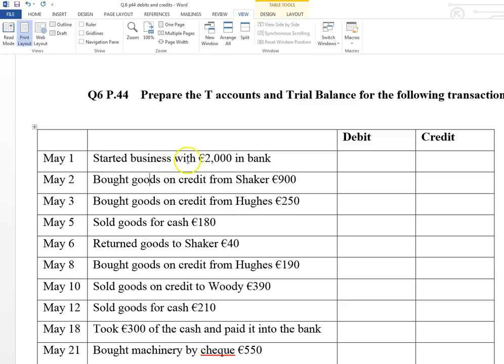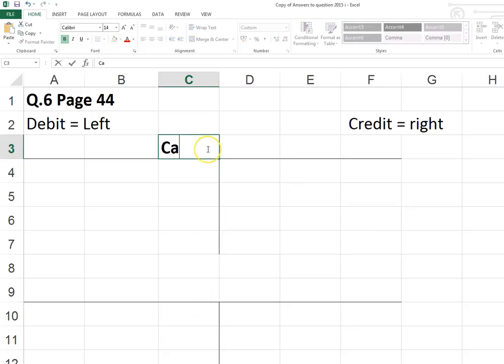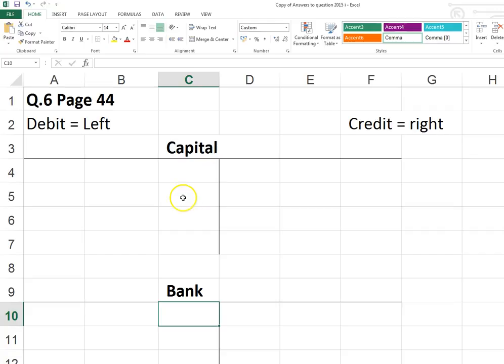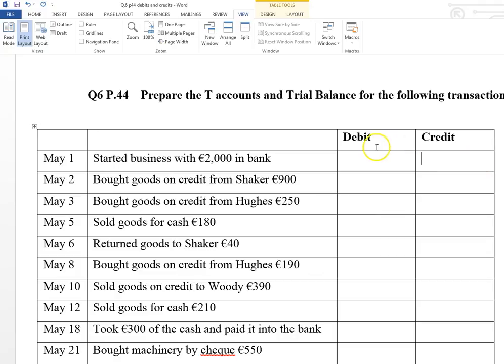So started the business with 2,000 in the bank. So the owner has invested capital in the business here. And when the owner invests capital, the business needs to record that. And also the business needs to record that it's received 2,000 into its bank. So the two accounts that need to be done here are bank and capital. So you open up a capital account and a bank account. Now, I'm going to put 2,000 in each, but we need to know which one gets debited, which one gets credited.